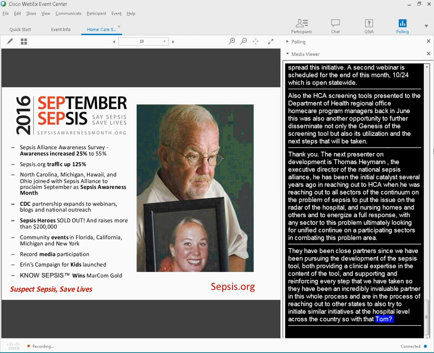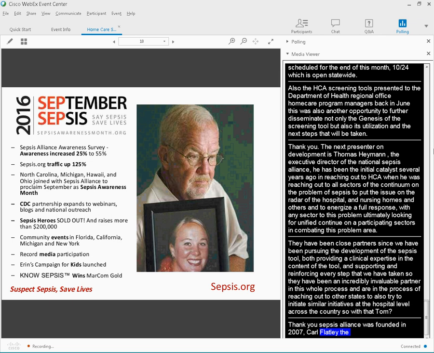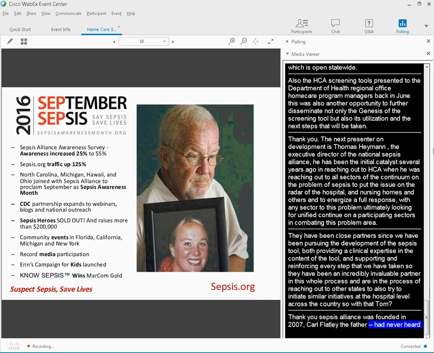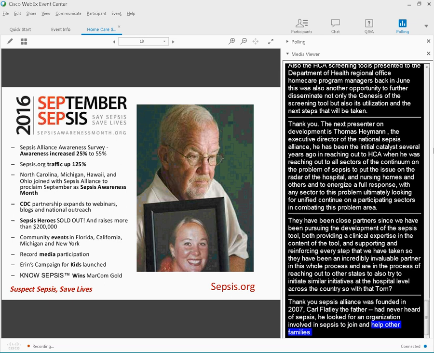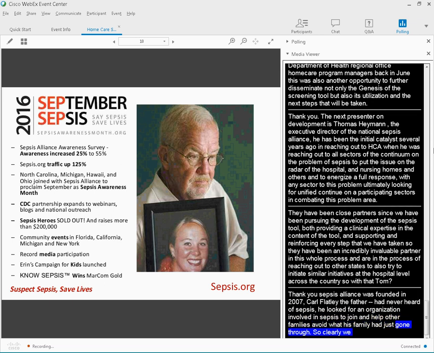Sepsis Alliance was founded in 2007. Neither Carl Flatley, the father, nor Carl Flatley, the surgeon, had ever heard of sepsis when his daughter Erin died of sepsis after what should have been a routine surgery. Dr. Flatley looked for an organization involved in sepsis to join and help other families avoid what his family had just gone through.